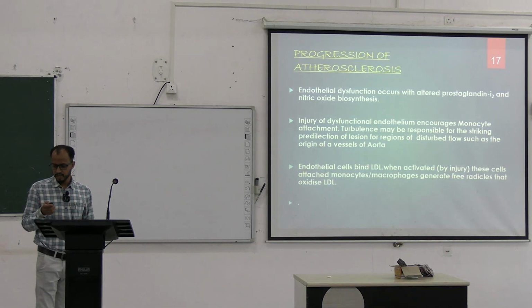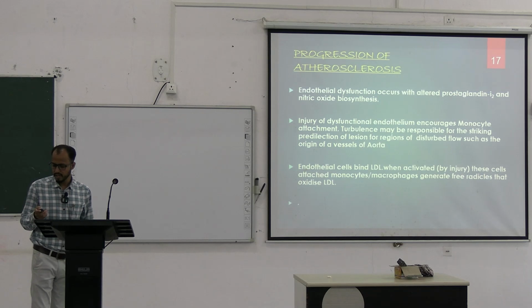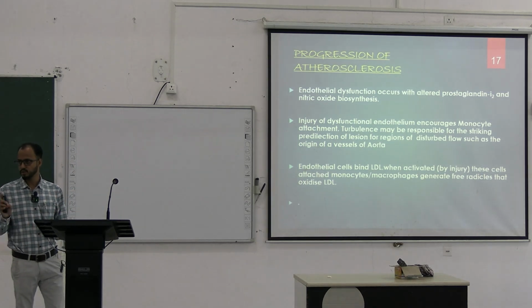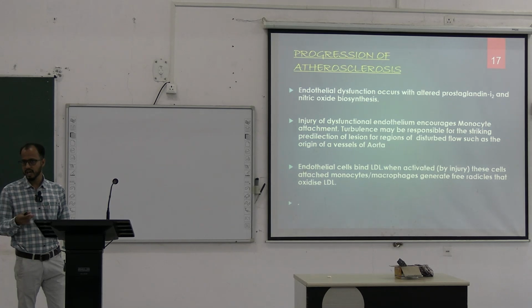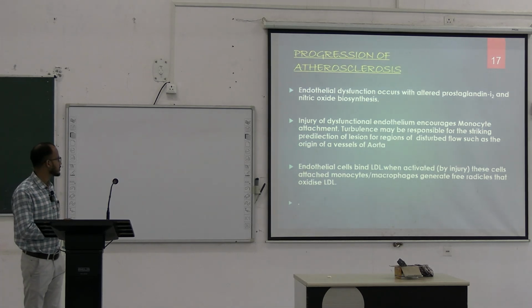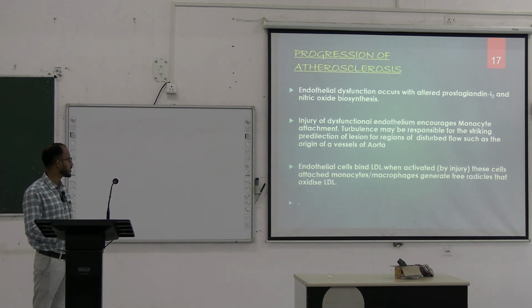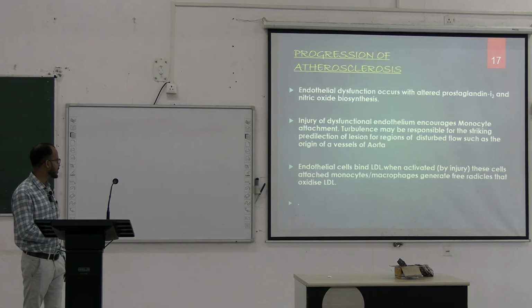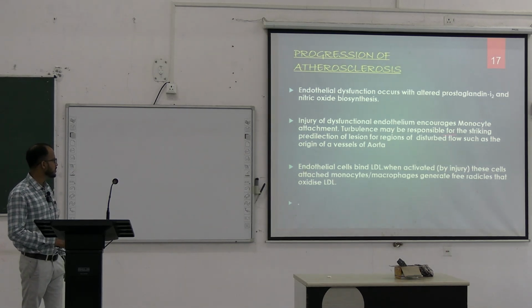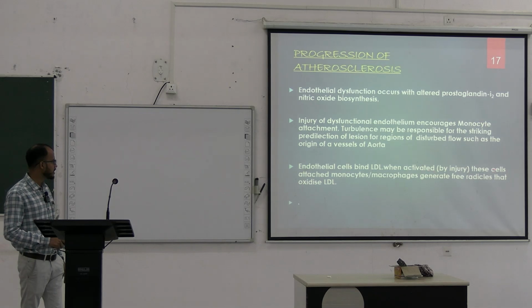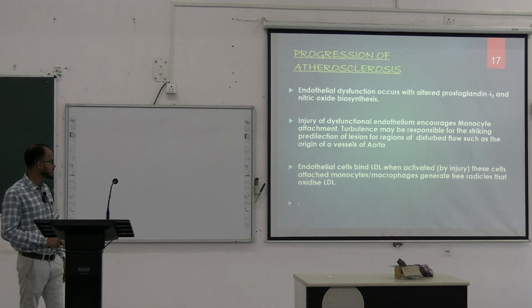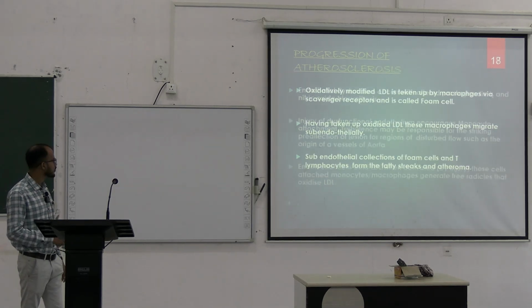After endothelial injury, blood cells like monocytes and platelets aggregate into the subendothelial layer. This injured, dysfunctional endothelium encourages macrophage attachment. Turbulence may be responsible for the striking predilection of lesions for regions of disturbed flow, such as the origin of vessels from the aorta. Endothelial cells bind LDL when activated. These attached monocyte macrophages generate free radicals that oxidize LDL.